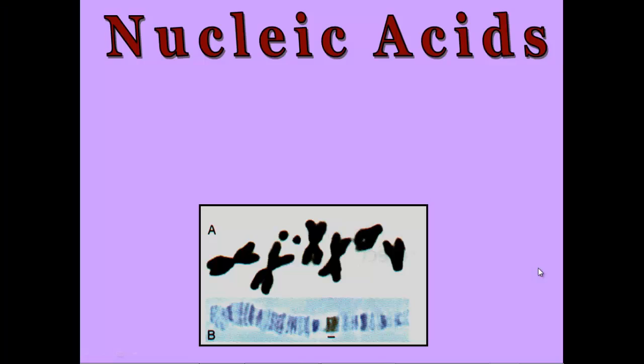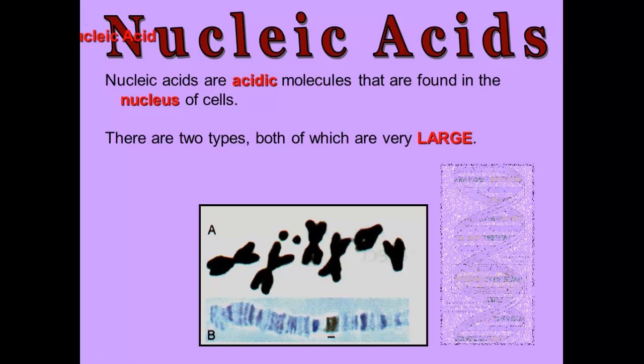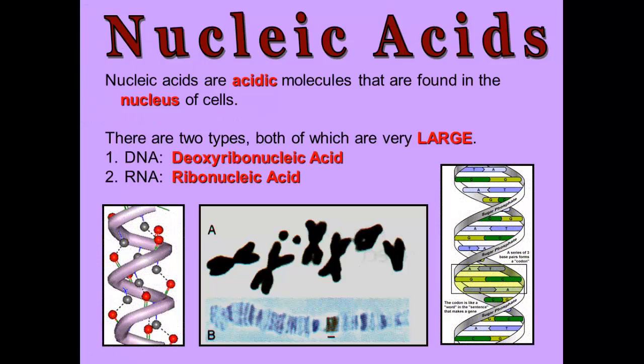Today we're going to be talking all about nucleic acid. The nucleic acid is a molecule that most of the time you find in the nucleus of a cell. And of course, I'm talking about DNA and RNA. Both of those molecules are very large. DNA in particular is the largest molecule in our bodies.